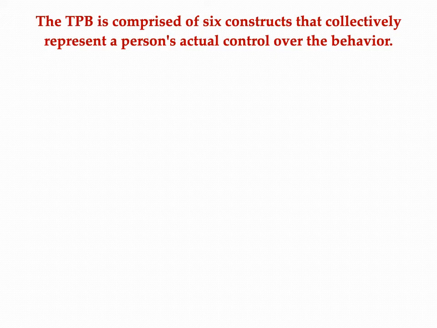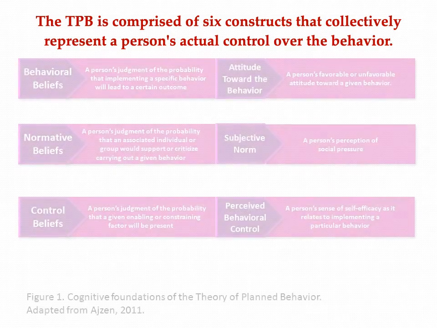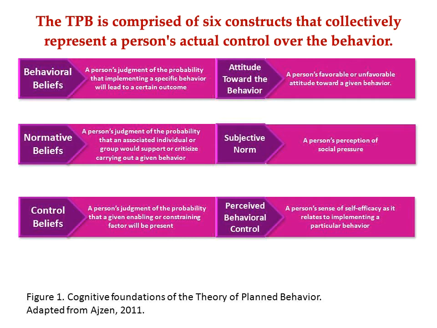The theory of planned behavior is a modification of the theory of reasoned action, and it is composed of six constructs that collectively represent the person's actual control over the behavior. We have behavior belief, a person's judgment of the probability that implementing a specific behavior will lead to a certain outcome. Attitude towards the behavior, a person's favorable or unfavorable attitude toward a given behavior. Normative beliefs, a person's judgment of the probability that an associated individual or group would support or criticize what you are doing. So the effect of the community around you: do they support or do they refuse?